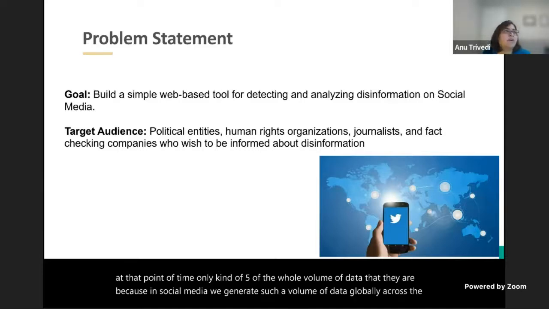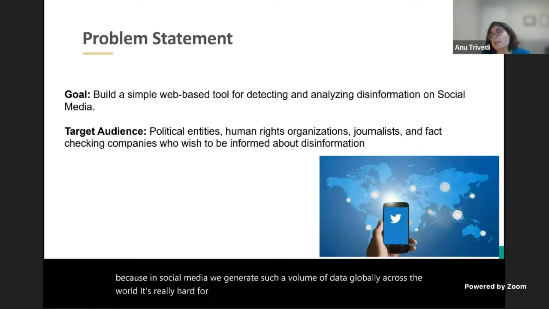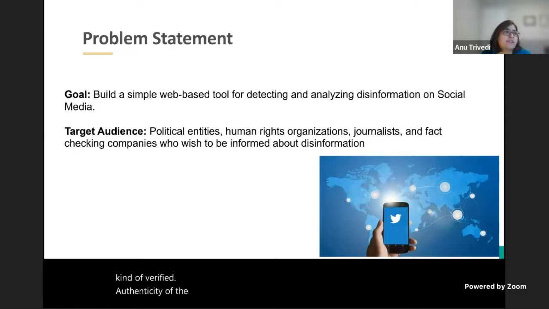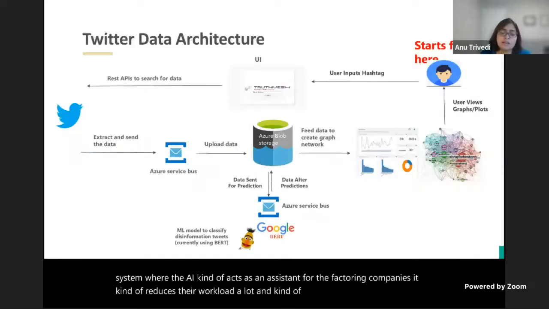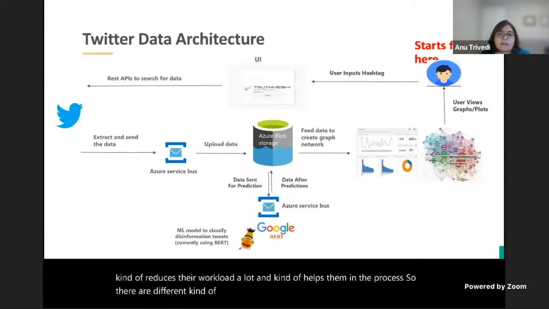It's really hard for humans who are domain experts to go and verify the authenticity of the news, right? But if we can create a flagging system where the AI acts as an assistant for the fact-checking companies, it reduces their workload a lot and helps them in the process. So there are different approaches that you can take for different types of data.